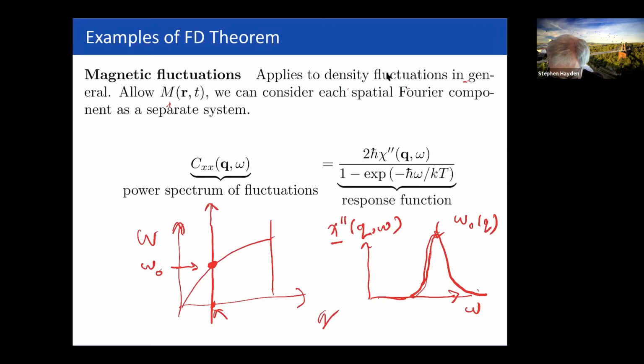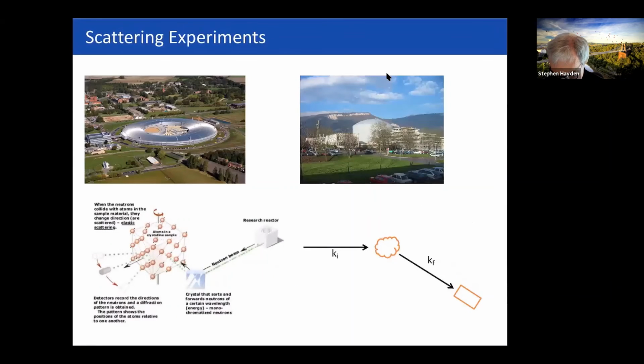Okay, so now we're thinking about a single Q mode, and so we can apply the fluctuation dissipation theorem to this and work out the power spectrum of the time excitations corresponding to that particular component of the wave, and then we can do it for all waves. Okay, so that's something you have to get your head around if you do this.